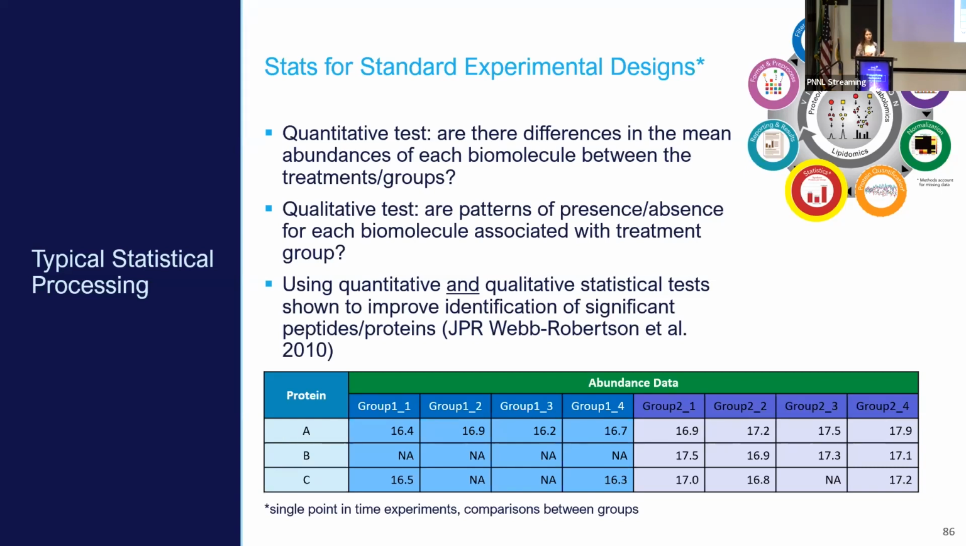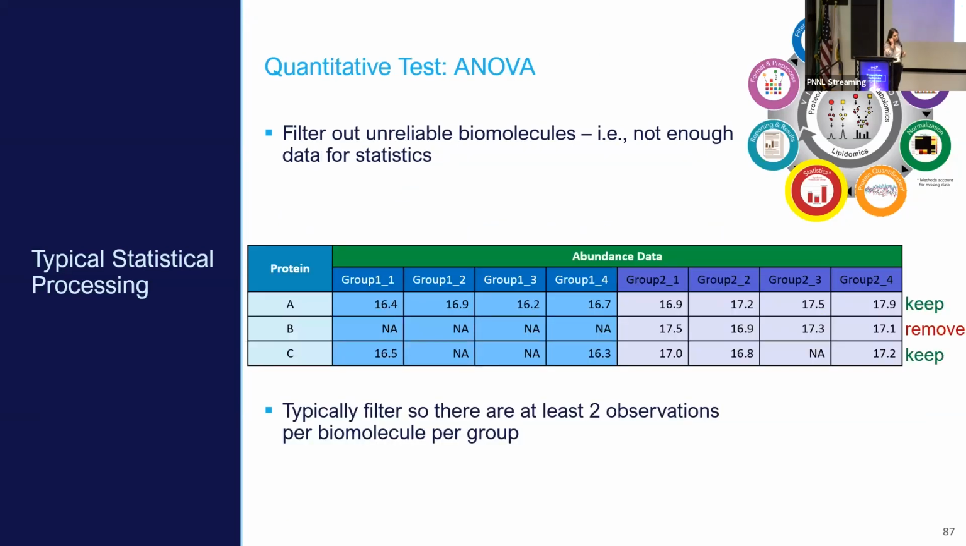So we can't do that quantitative comparison, but there's likely something biologically interesting happening here with this protein, and a reason that it's not seen in group 1. And so that qualitative test can give us a p-value for that comparison based on presence and absence. If we were only doing that quantitative test, that ANOVA, we wouldn't be able to keep protein B in our data set, because if we tried to run an ANOVA in R, we would get an error back about all these missing values.